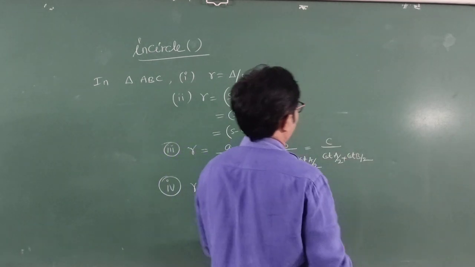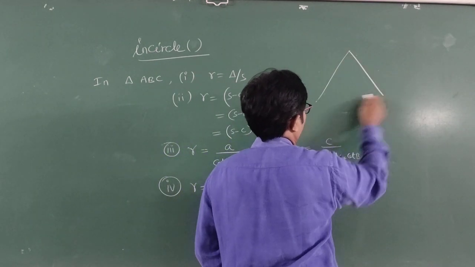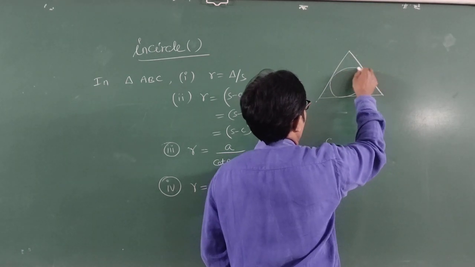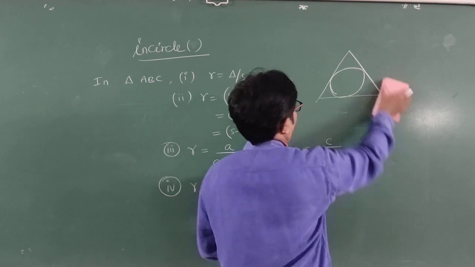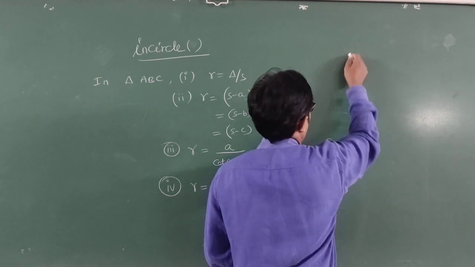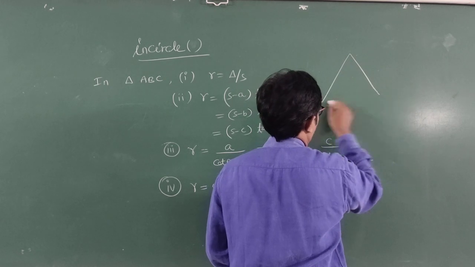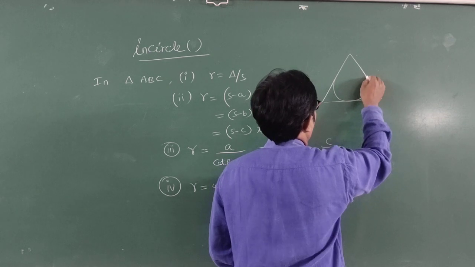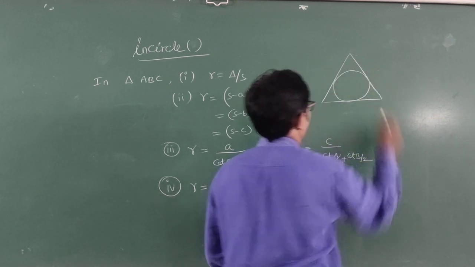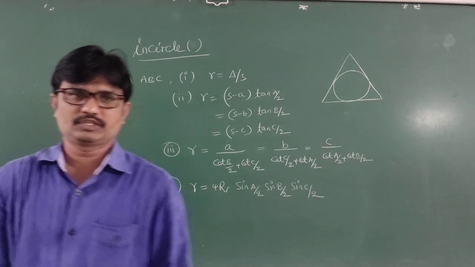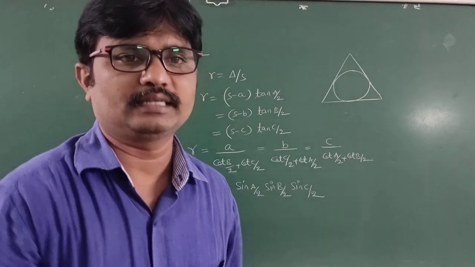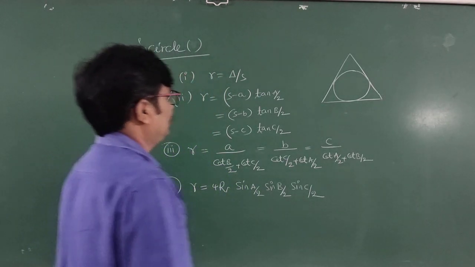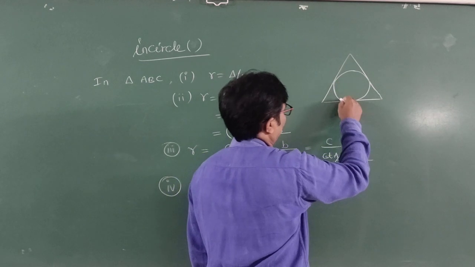In a triangle ABC, if a circle touches the three sides internally, then it is called the incircle. Is it clear? If the circle touches the three sides internally, then it is called the incircle. So here, this is called the incircle.